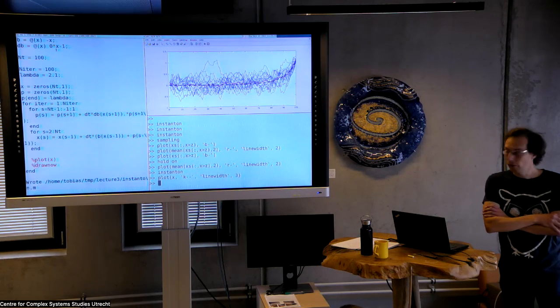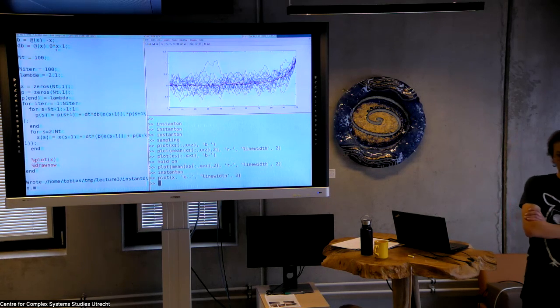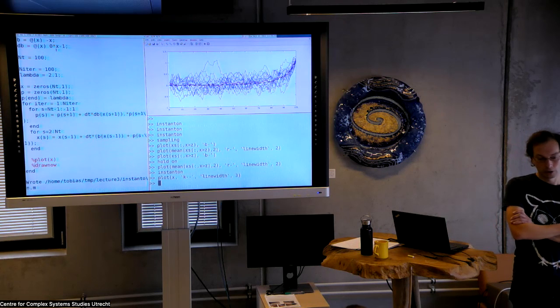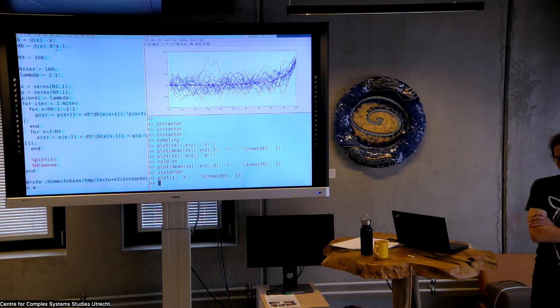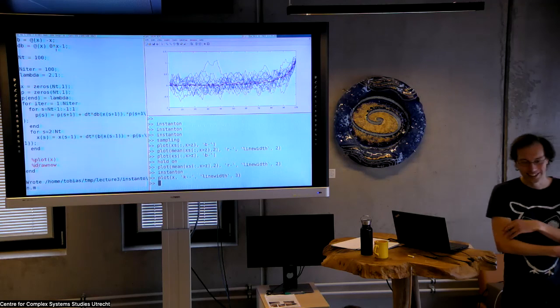All right, so this was it. This was a very short overview of large deviation theory, in particular sample path large deviations and how to compute them. And thank you for your attention.